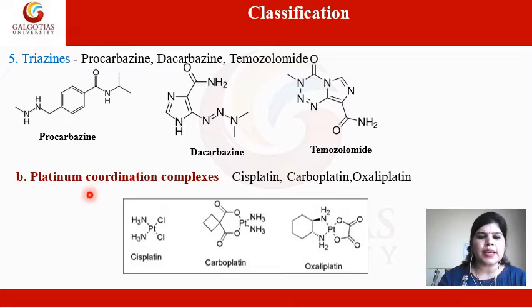The next category is platinum coordination complex. These contain a platinum derivative and they make a coordination bond with the compound. The drugs that come under this category are cisplatin, carboplatin, and oxaliplatin. These are the structures of these drugs.